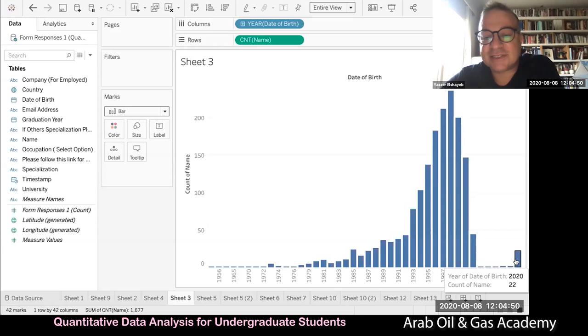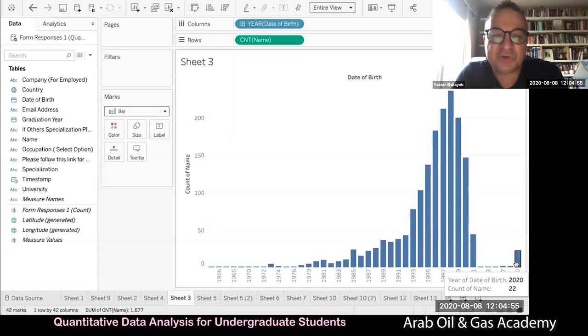But it shows as well that usually the data that we work with are not perfect. It's very, very rare that you will find data that is perfect, that is all coherent, all correct, that you can work with.